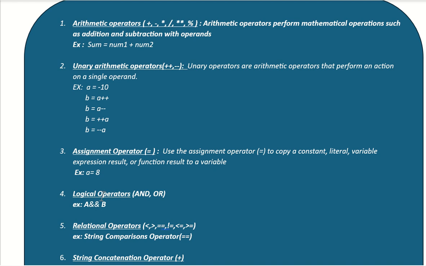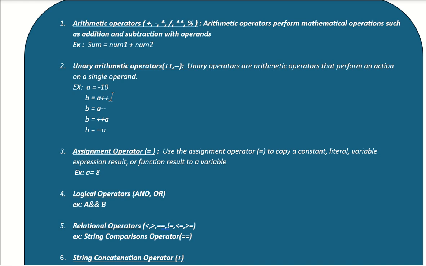And if we have time, then we will discuss relational operator as well. Okay. So let's go to the console. We have already discussed that unary operator is an arithmetic operator that performs an action: prefix unary operator and suffix unary operator. We have practiced with examples.